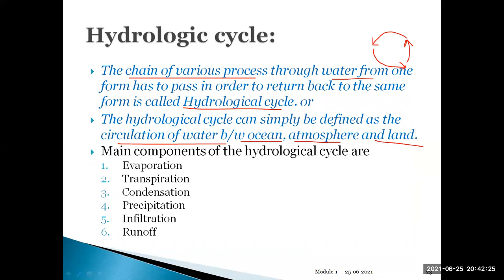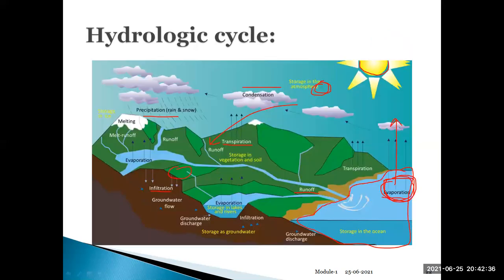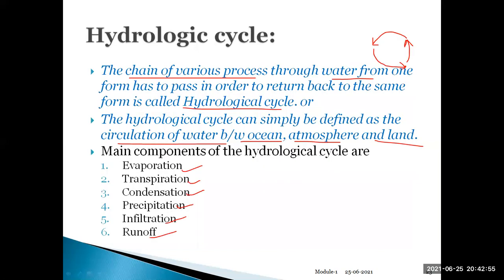There are many components of this hydrological cycle, as I have already shown in the picture: evaporation, transpiration, condensation, precipitation, infiltration, and runoff. The very first is evaporation, then condensation, precipitation, and again runoff and infiltration. If you go deeper, you will have percolation, transpiration, and evapotranspiration. All these are the different components of the hydrological cycle.